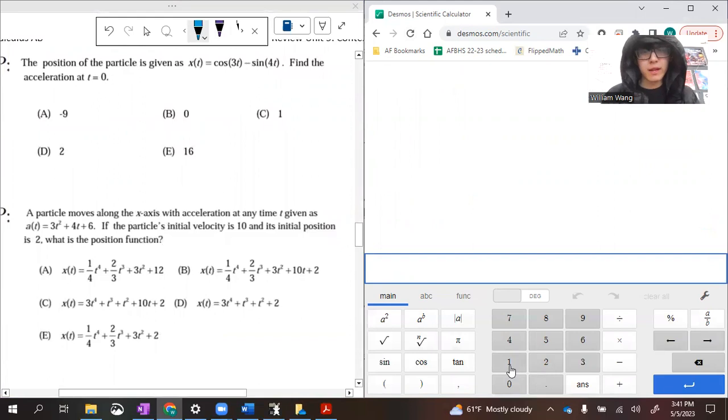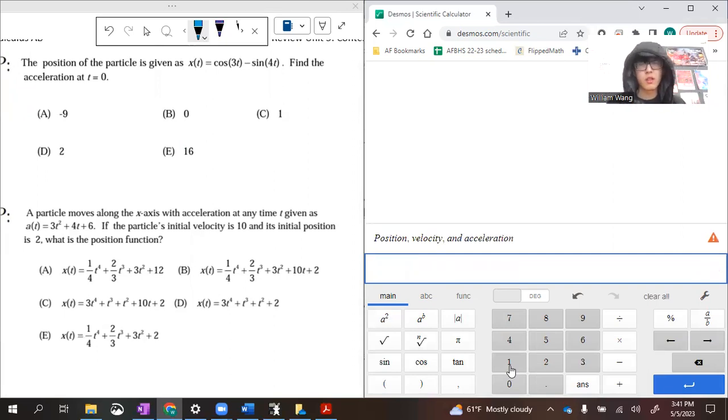All right, we're going to move on to this next section where I start dealing with more contextual applications of rates, but really we're dealing now with position, velocity, and acceleration. All right, so let's think about what the relationship is between these again.